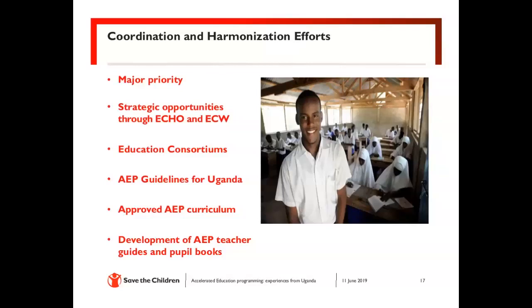Education consortiums within Uganda have spurred the development of accelerated education program guidelines for Uganda, with technical support from the Accelerated Education Working Group, as well as the development of nationally recognized accelerated education program curriculum by the NCDC. NCDC is the National Curriculum Development Center. Moving forward, accelerated education program specific teacher guides and pupil books are in process of being developed.